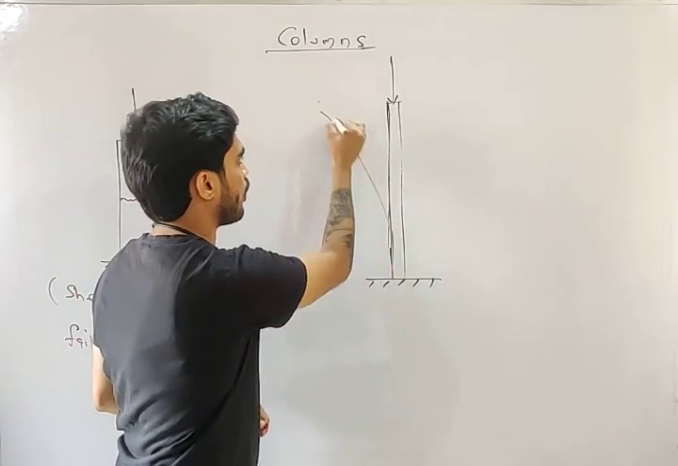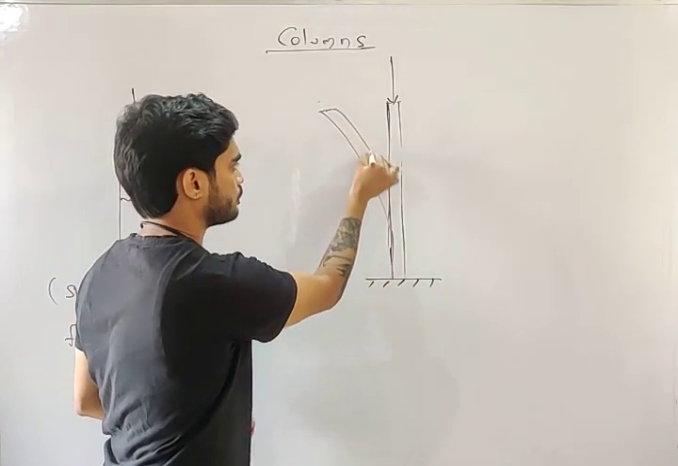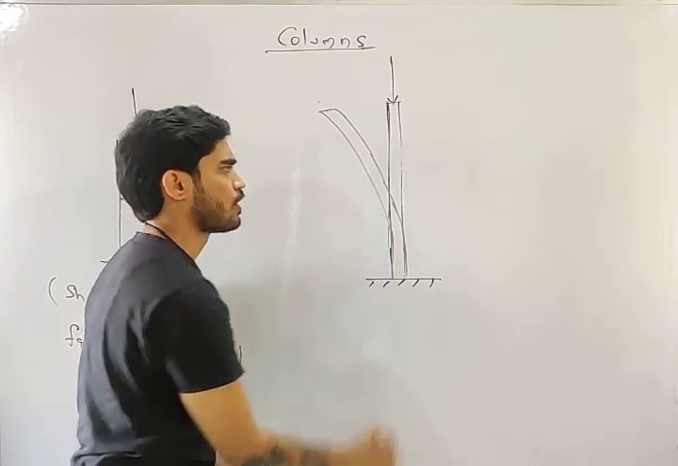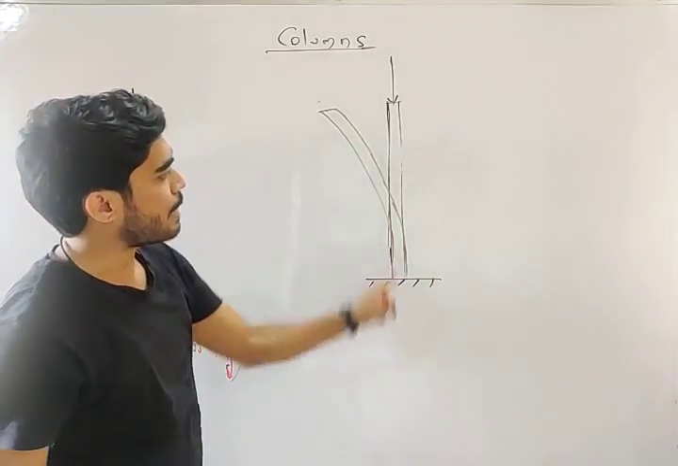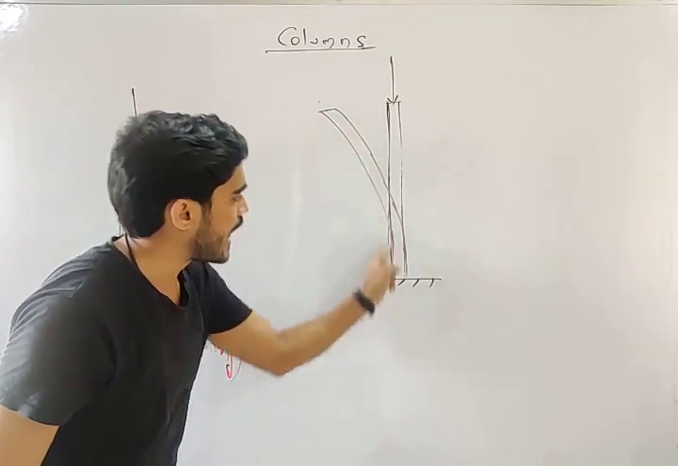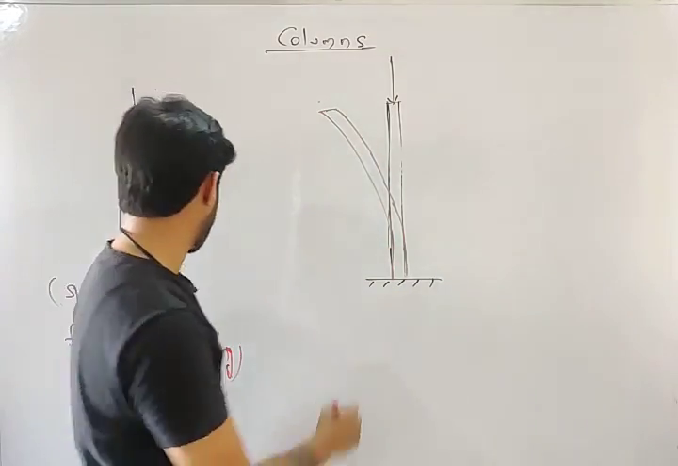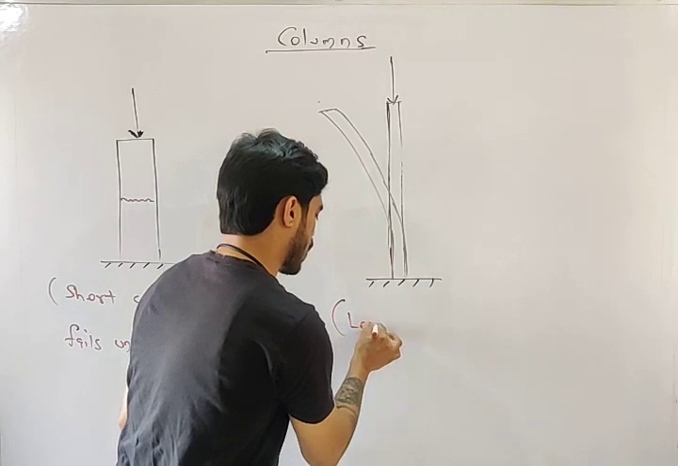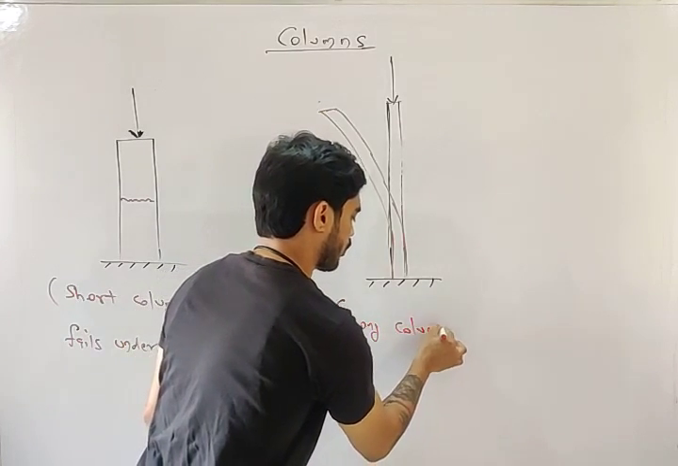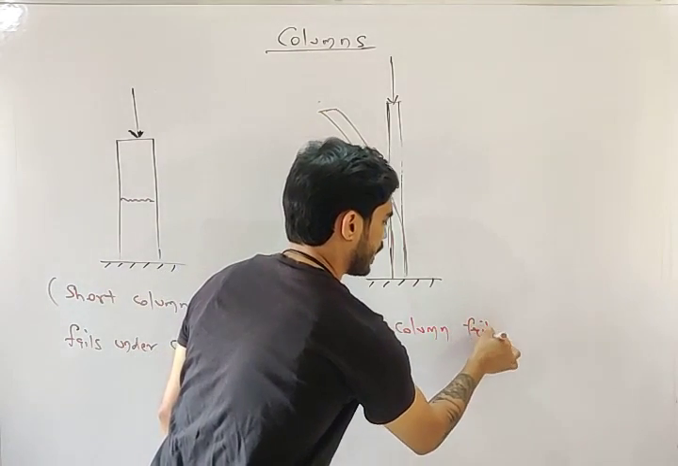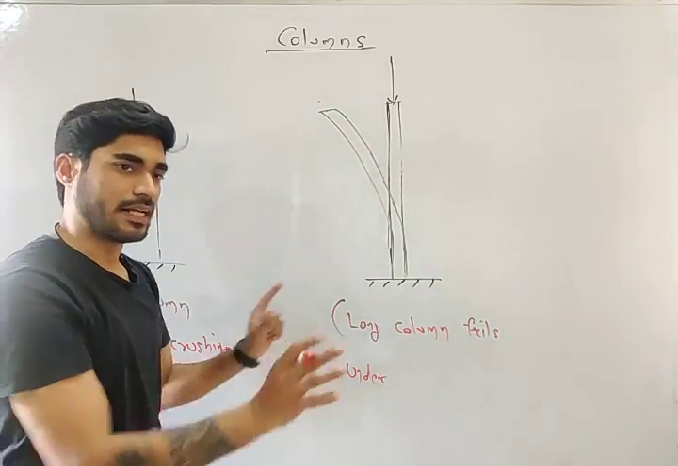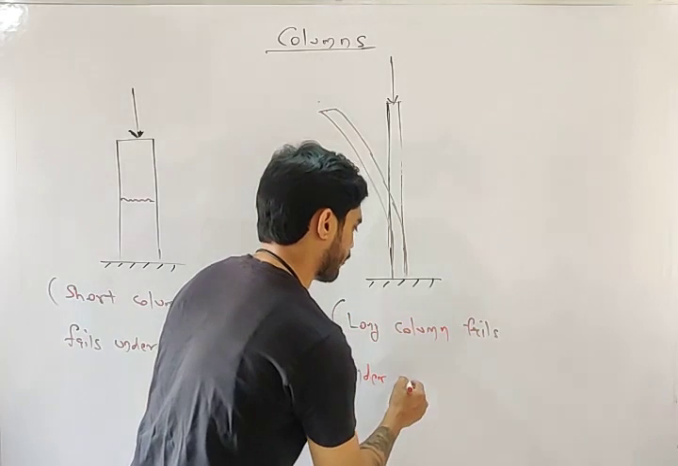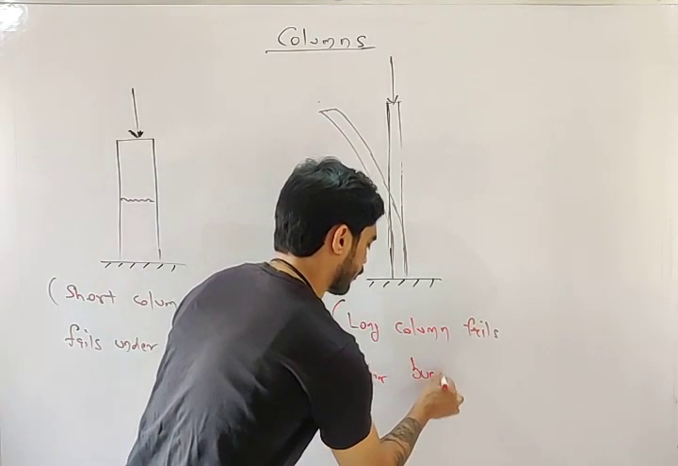So if you keep on increasing the load on a long column, what will happen to the column, my friend? The column will buckle. You will see a sharp bending. So this is known as buckling. So a long column fails under buckling. If it is buckled, then for us it has failed.